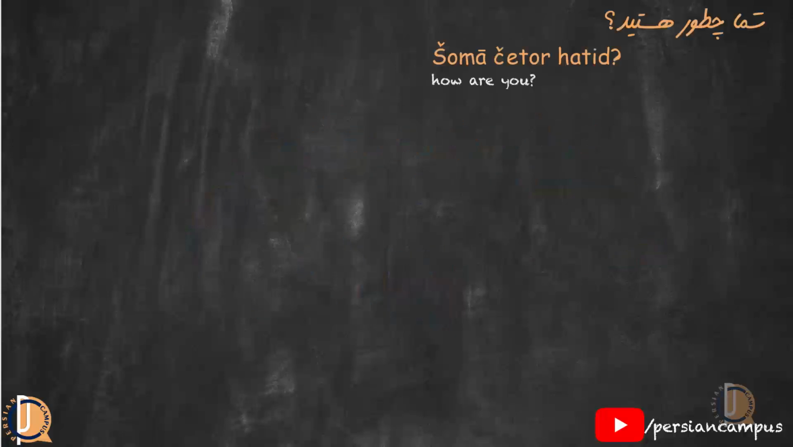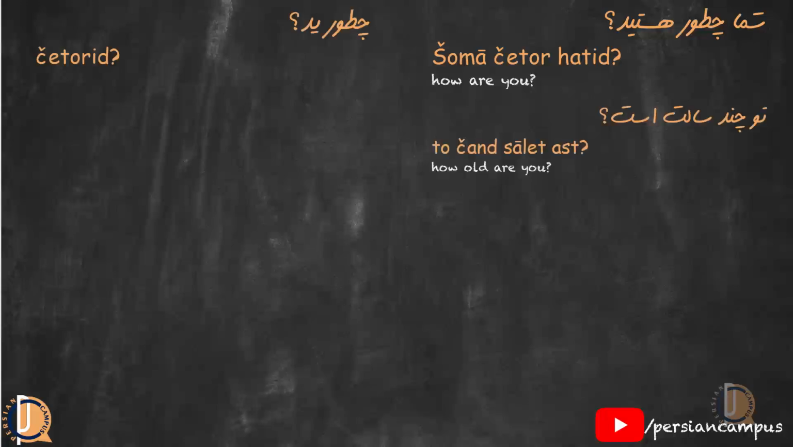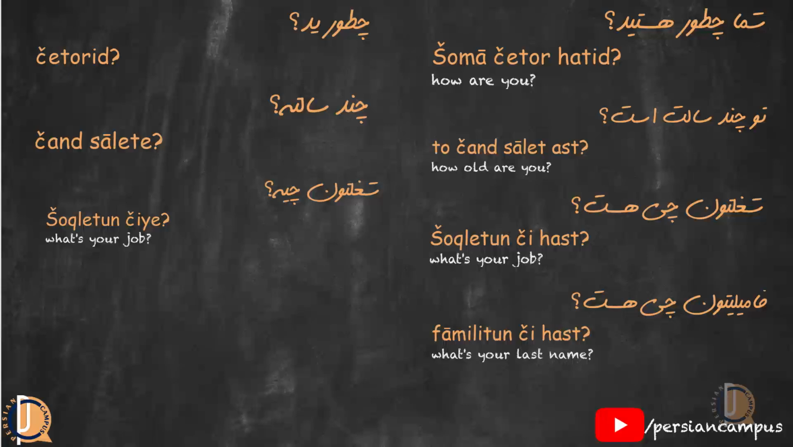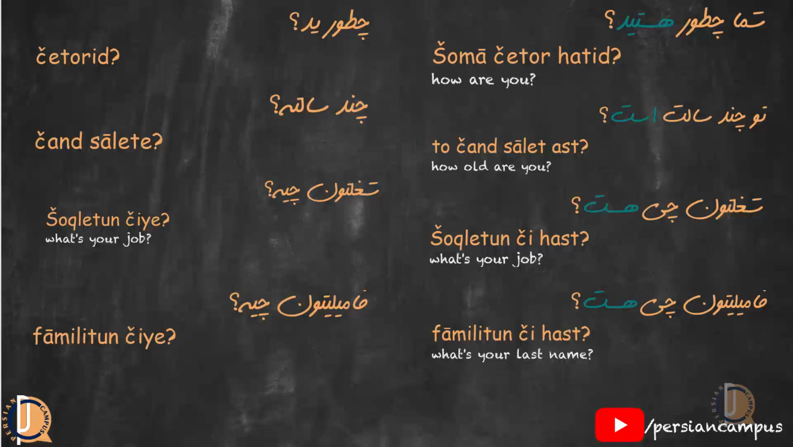Here are some more sentences with more question words. شما چطور هستید؟ Which the shortened form, as we have learned in the previous lesson, is چطورید؟ تو چند سالت است؟ The shortened form, as we have learned in lessons 3 and 4, is چند سالته؟ شغلتون چی هست؟ The shortened form is شغلتون چیه؟ فامیلیتون چی است؟ The shortened form is فامیلیتون چیه؟ In all these questions, the verb is in the final position and the subject at the first position. The question word sits in the place of the answer.